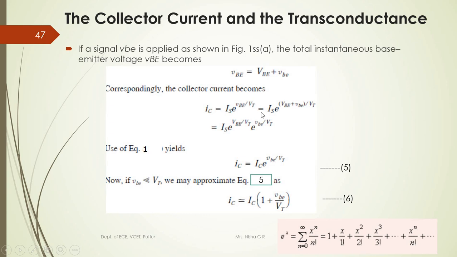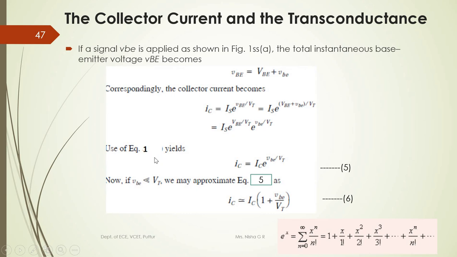Now, what is this VBE? We have got it as a combination of AC voltage and DC voltage. So substitute that and separate the exponentials, that is e to the power x plus y, you can apply here. So e to the power x into e to the power y. So e to the power VB by VT, here also e to the power small letter vbe by VT.